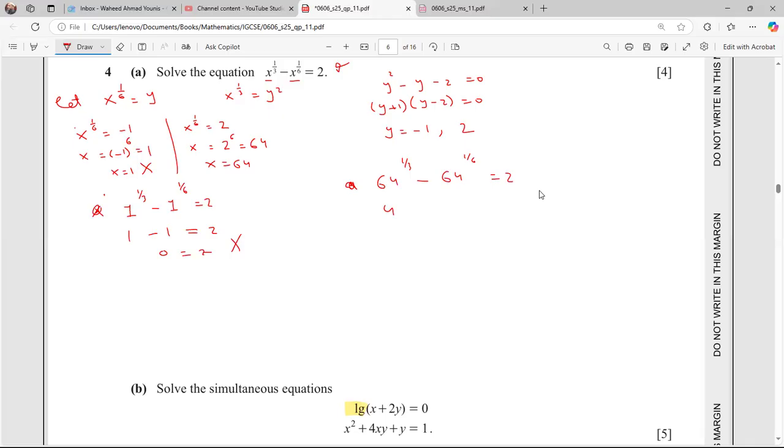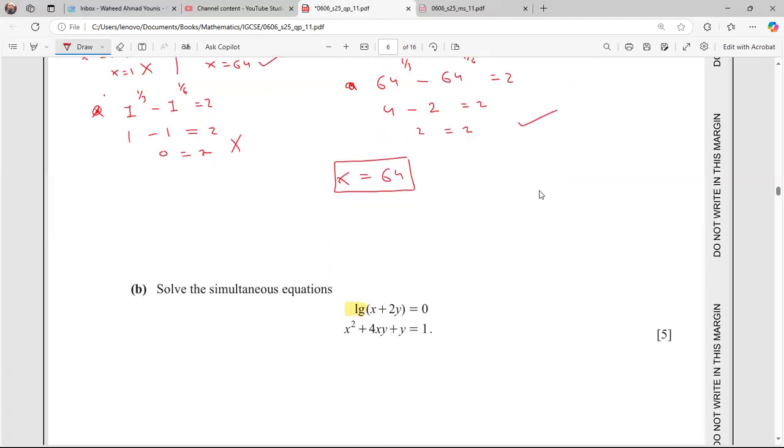So the cubic root of 64 is 4 minus, and the sixth root of 64 is 2, right? 2 to the power 6 is 64. Okay, so this is equal to 2. Yes, this 2 is equal to 2. So this is correct. So this solution is good and this is not good. So my solution is x equal to 64 only. Okay, this is the solution of this equation.